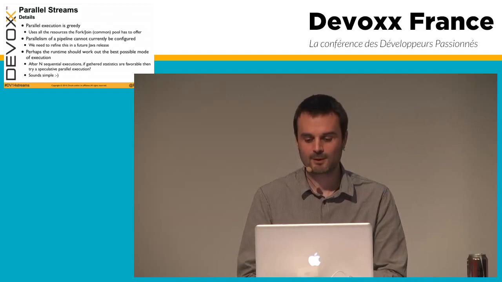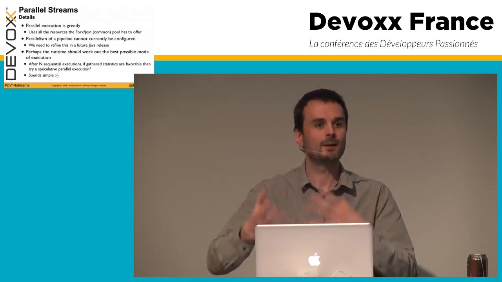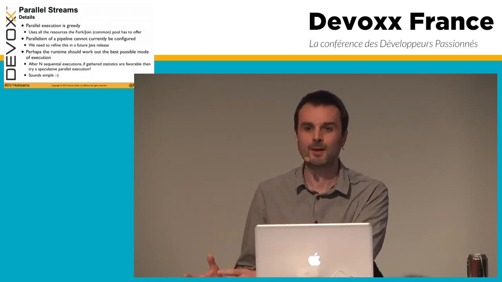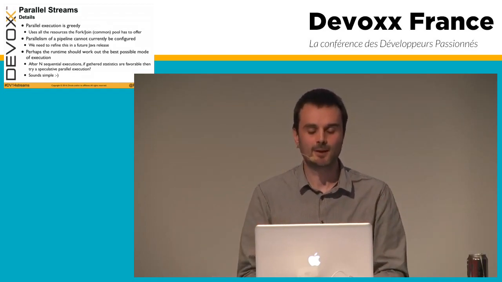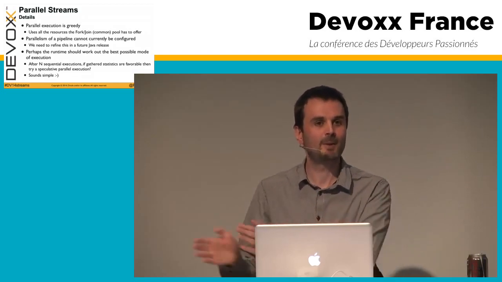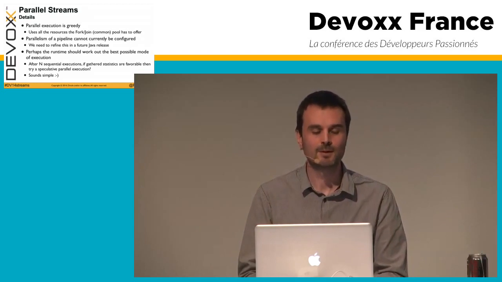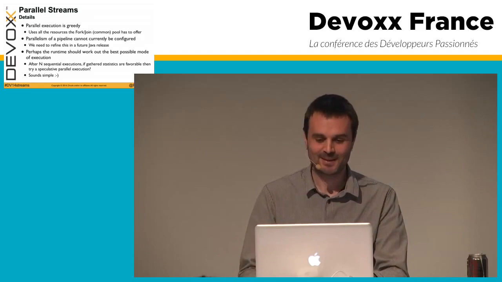Perhaps in the future, the runtime should work out the best possible mode of execution dynamically, like the JIT works out how to compile the code efficiently. What if we could, after n sequential executions, gather some stats, some timing, and then try speculative parallel execution? If that performs, keep doing that until it doesn't perform anymore. That sounds simple to say, but that's actually quite hard to do. So we need to do some more work on that.